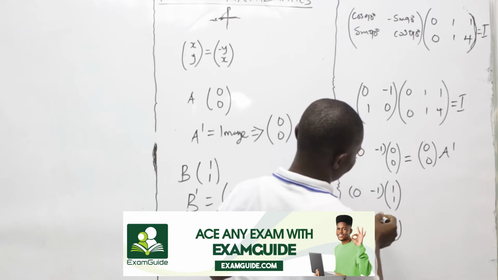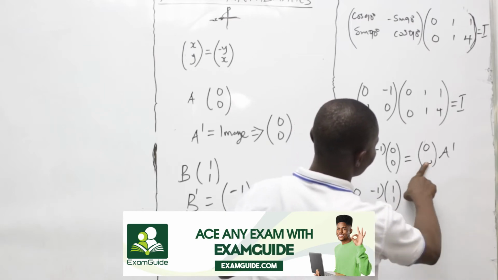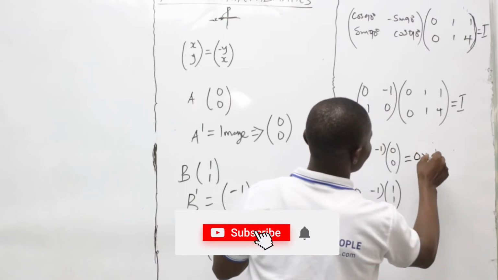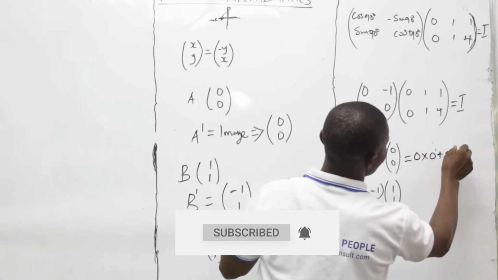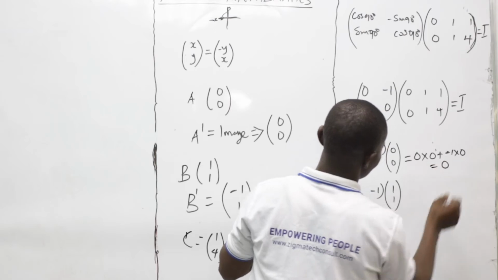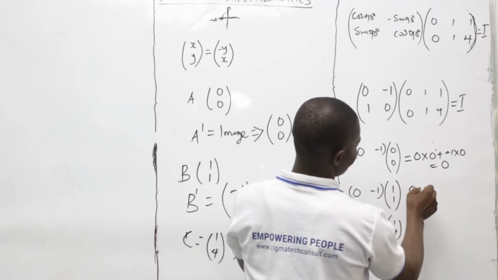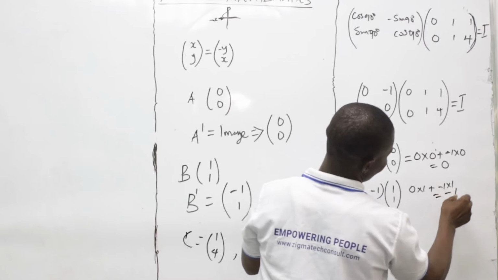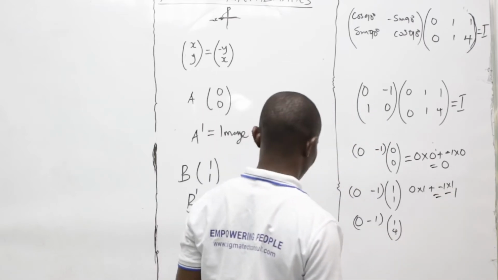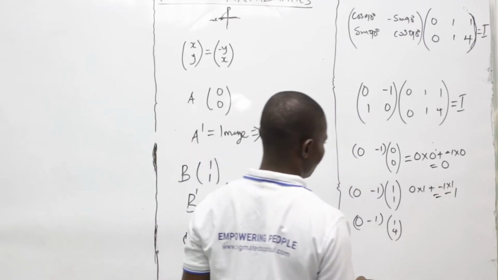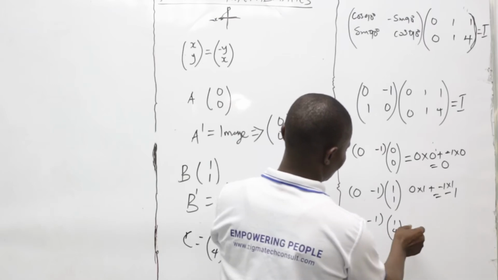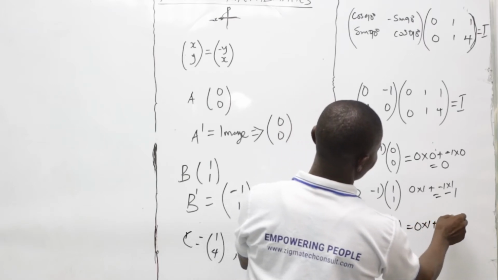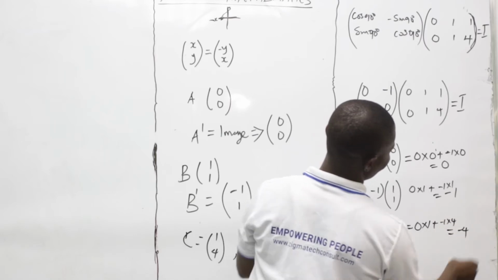The next solution, this is 0. 0 times 0 plus minus 1 times 0 gives us 0. For this, 0 times 1 plus minus 1 times 1 equals minus 1. Now the next, we'll have 0 times 1 plus minus 1 times 4 equals minus 4.